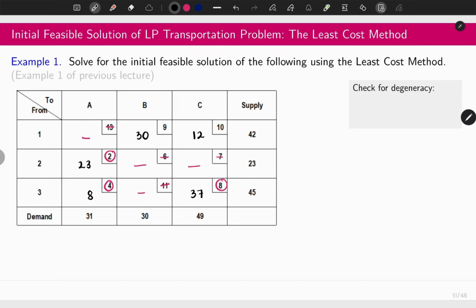Take note that this one was not degenerate in the northwest corner, but let's see here. So how many sources and then how many destinations, minus 1? Is this equal to the occupied cells? The number of occupied cells is 5. Okay, so 5 is indeed equal to 5. So this is not degenerate.